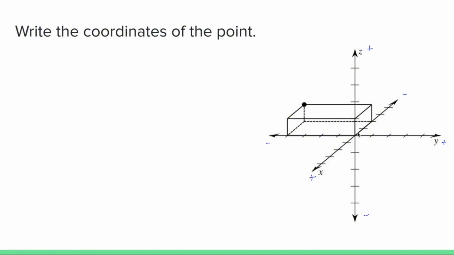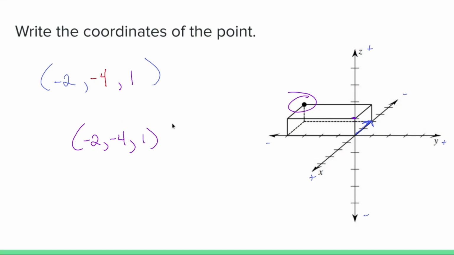Okay, it looks like we're actually going back 2 spaces. So my x coordinate is going to be -2. It also appears that we are going left 4 spaces. So my y coordinate is going to be -4. And it appears to me that we're going up 1 unit on the z-axis, which means we're going to end up with +1. So at the end of the day, that coordinate right there is -2, -4, +1.